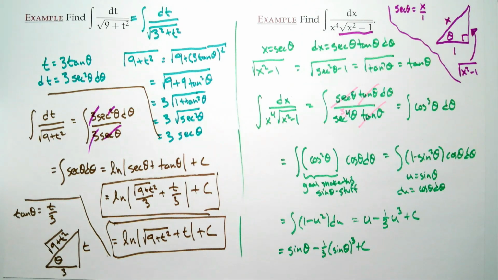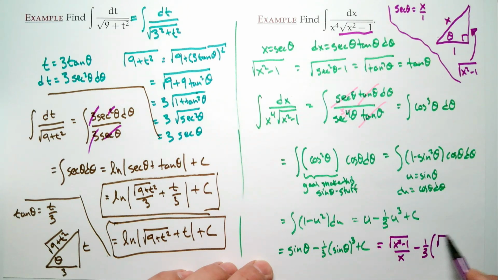Now, we say, okay, what's sine of theta? As a ratio, what is sine of theta? Opposite over hypotenuse. So the opposite is the square root of x squared minus 1, and the hypotenuse is x. So we get the square root of x squared minus 1 over x, minus 1/3 the square root of x squared minus 1 over x, cubed, plus c.